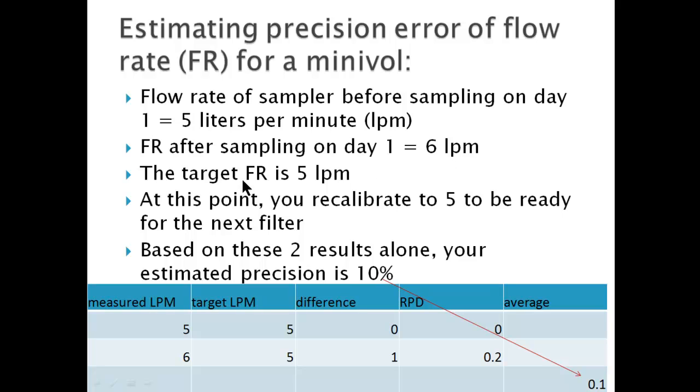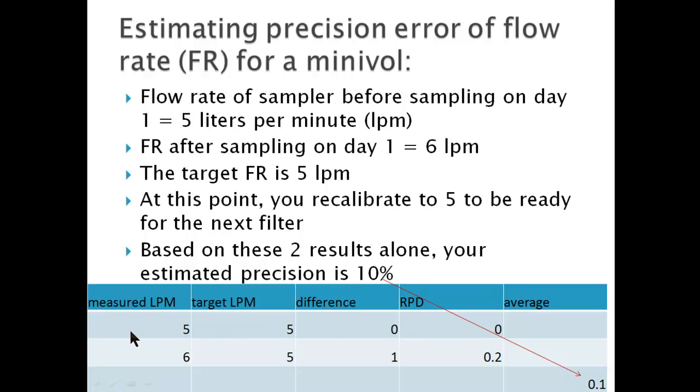Well, you know the target flow rate is 5 liters per minute. So you know, wait a second, it has to be 5 liters per minute. So at this point, you recalibrate it and set it up for 5 liters per minute so you're ready for the next filter. But you log your results.